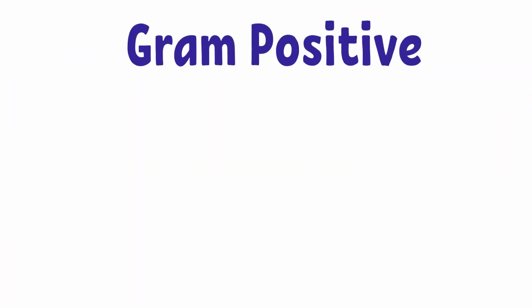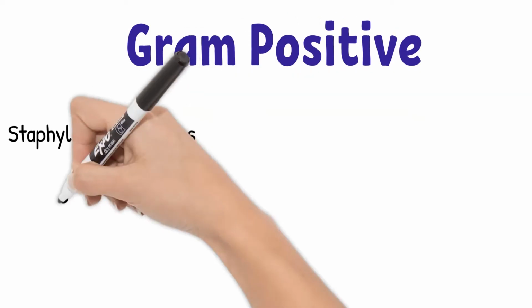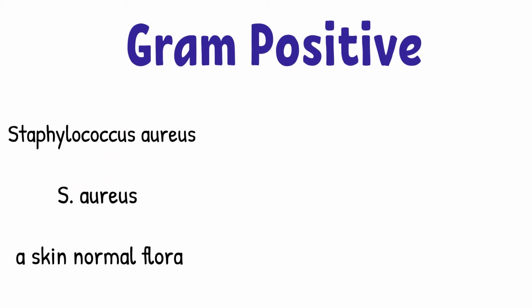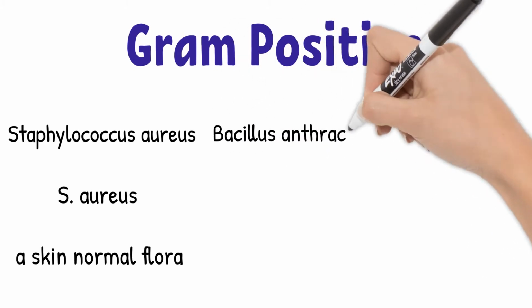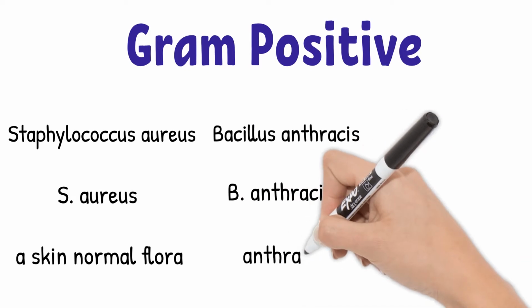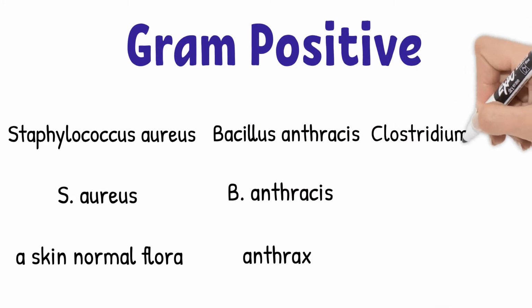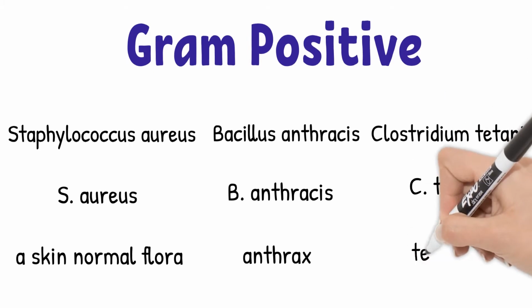Some common examples of gram-positive bacteria are Staphylococcus aureus, or S. aureus. S. aureus is a skin normal flora but can cause disease if it's in the wrong place. Bacillus anthracis, or B. anthracis, causes anthrax. Clostridium tetani, or C. tetani, causes tetanus.